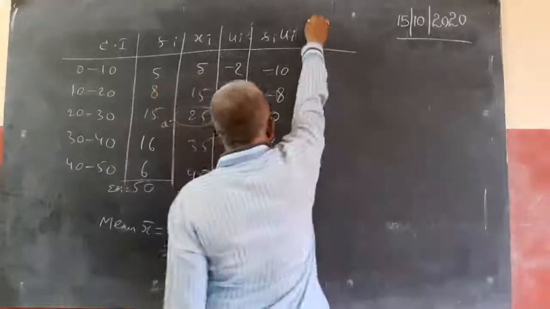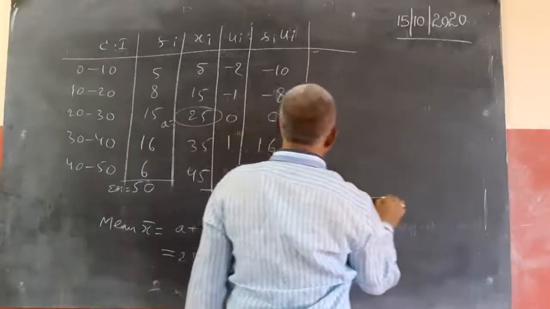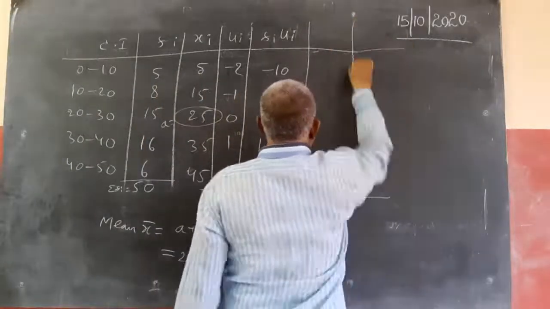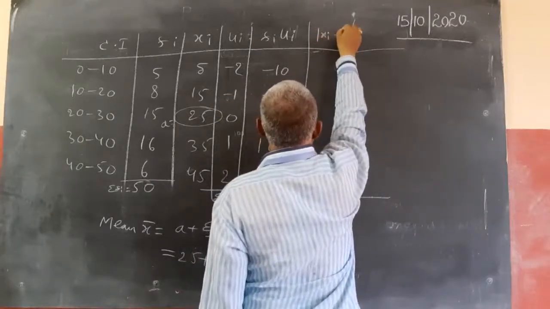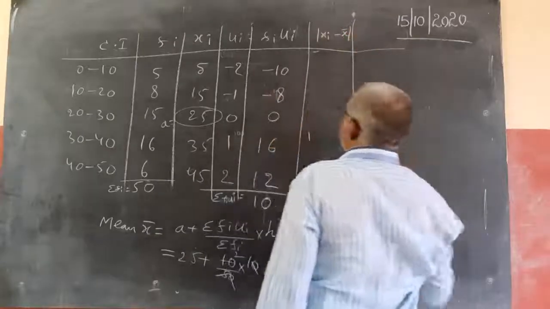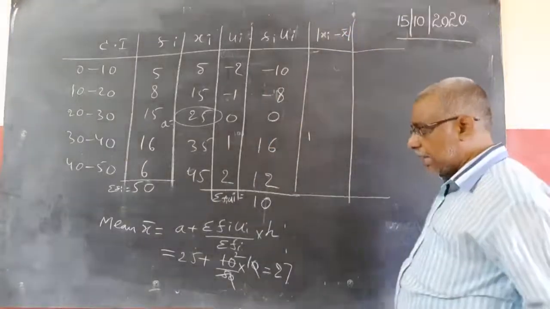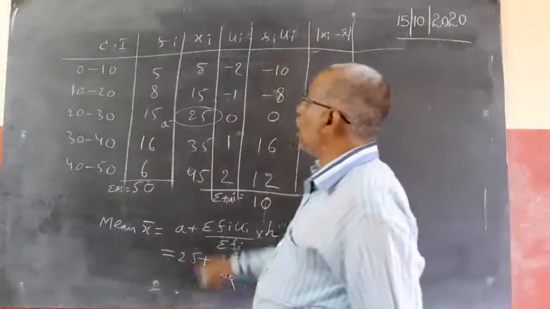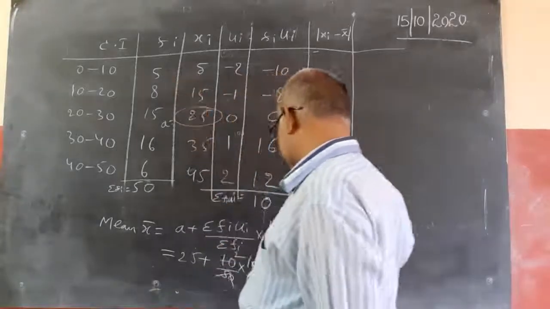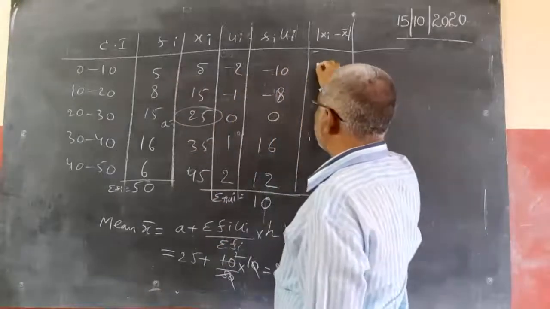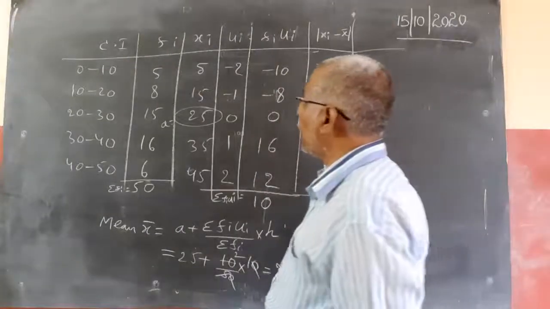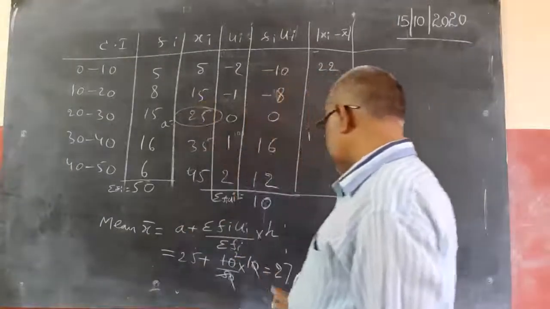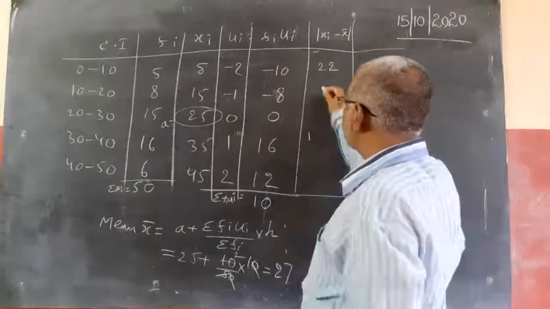Now I need to find modulus of xi minus x bar. Next one is modulus of xi minus x bar. Xi here is 5, minus x bar which is 27, so it becomes minus 22. Modulus means plus 22. Next, 15 minus 27 means 12.